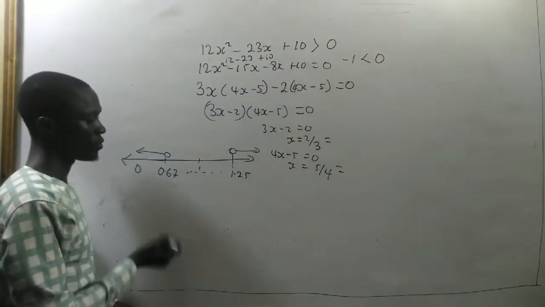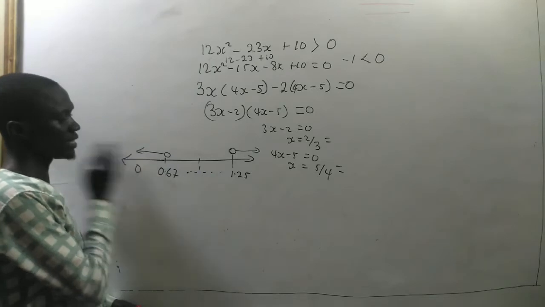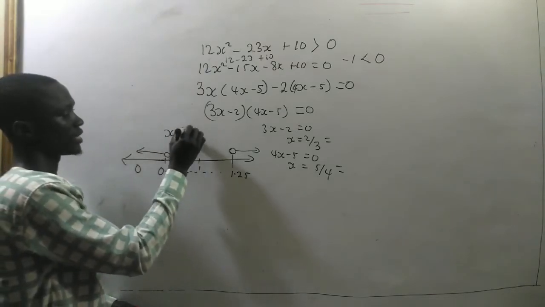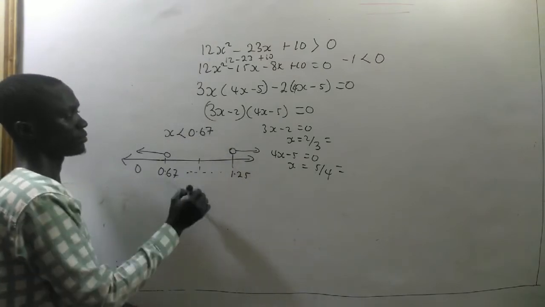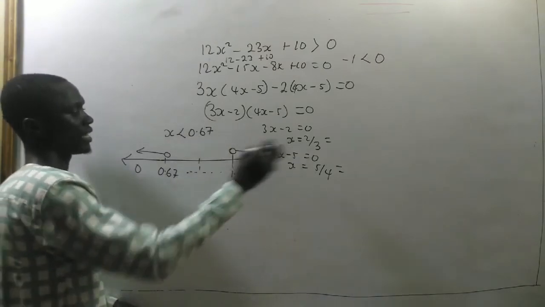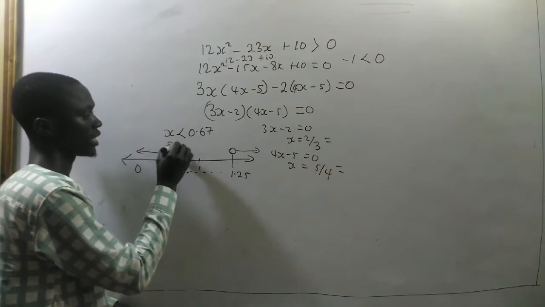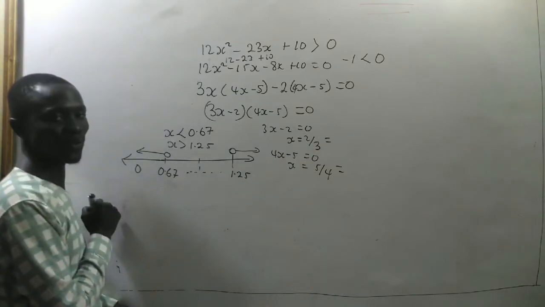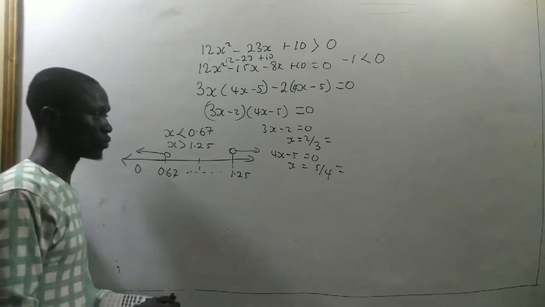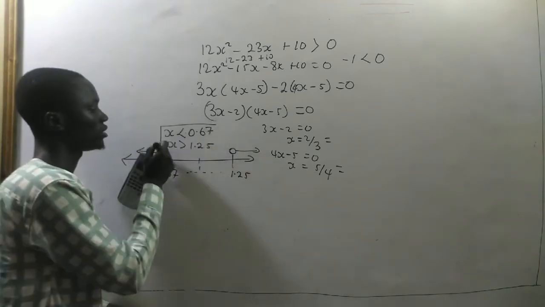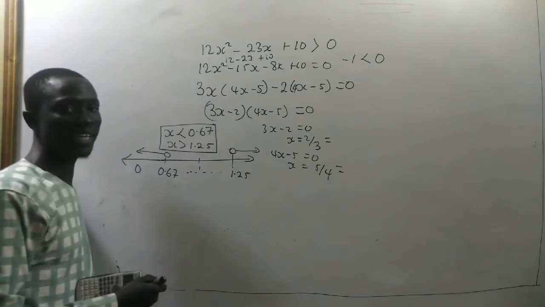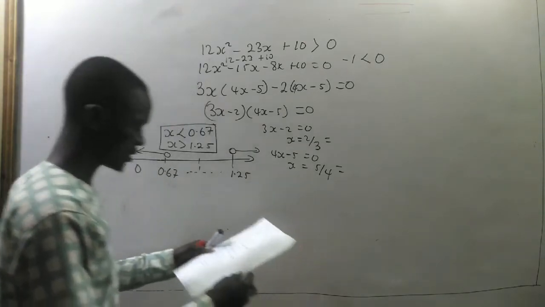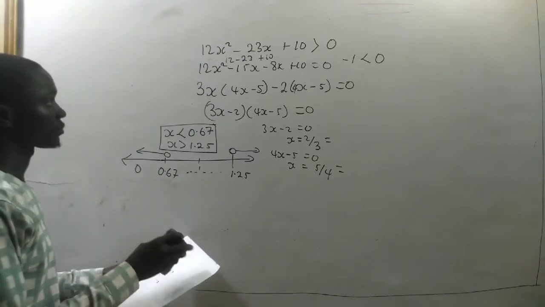So now what do? If I stand on here, numbers here are less than this. So I'll take x less than 0.67. And if I stand on this, numbers here are greater. So I'll take x greater than 1.25. Wow. Let's go to the next question. So this is the solution to our inequality question. I hope the explanation helps.